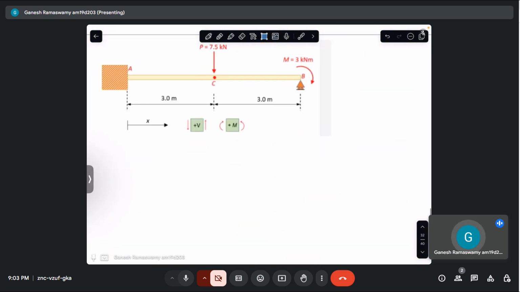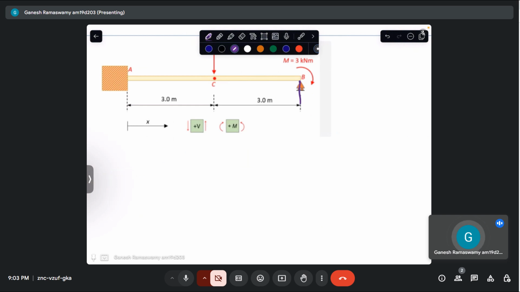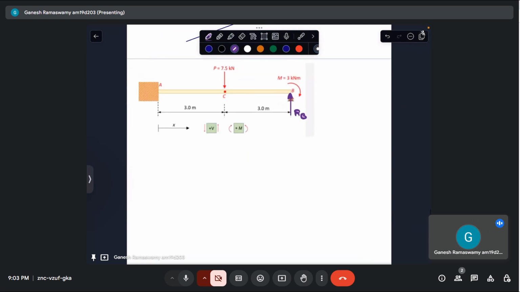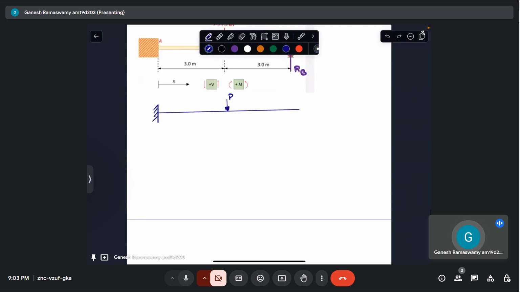Alright, so I have this here. Now let this be the reaction. Let me replace it at this end. Let this be some RB, which is what I am interested in finding out. If I were to apply superposition, I can take this as a superposition of basically three problems. So I have a beam like that with a force P applied here at L by 2, and this would deflect.